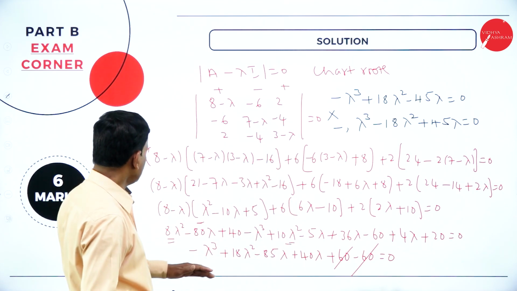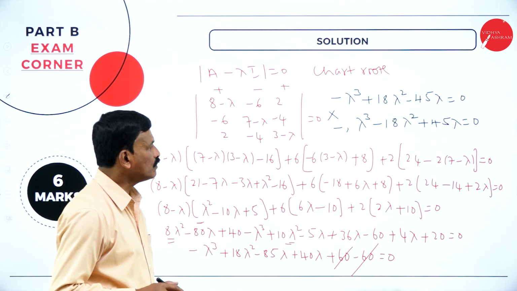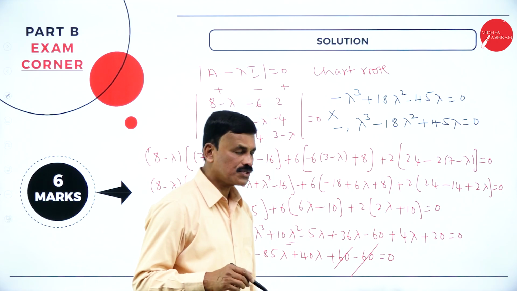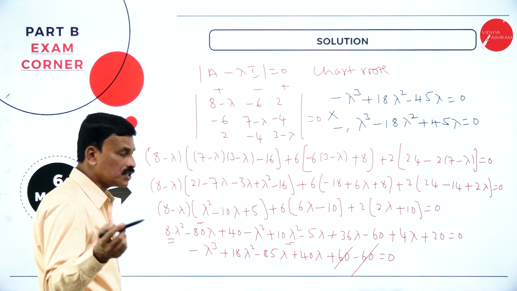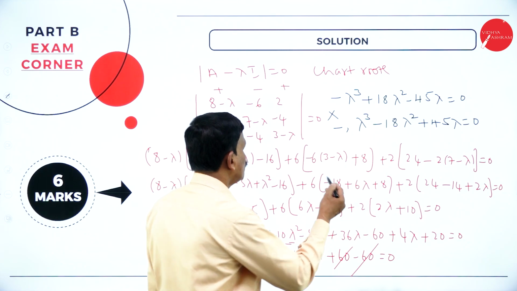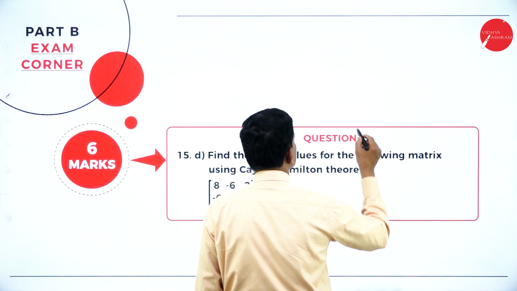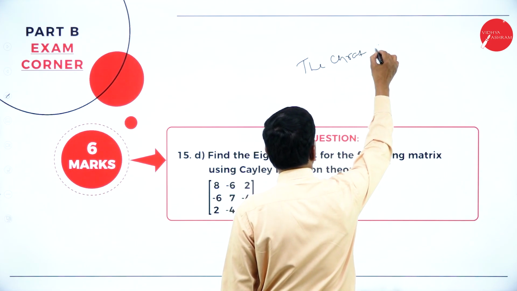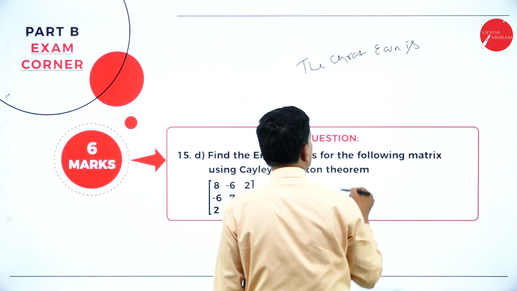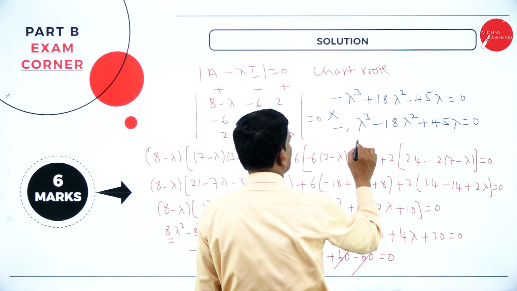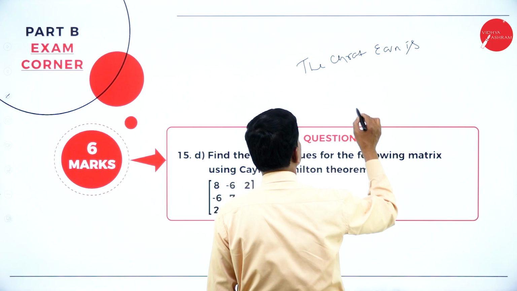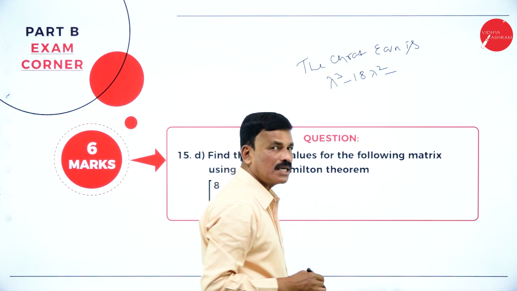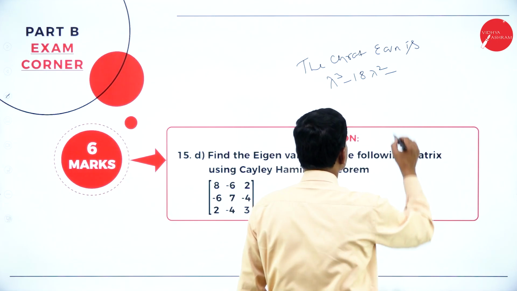See, just simplify. So we are going to get lambda cube minus 18 lambda square plus 45 lambda is equal to 0. Right. Now, how to solve this? Therefore, the characteristic equation is, how much did we get? Lambda cube minus 18 lambda square plus 45 lambda is equal to 0.